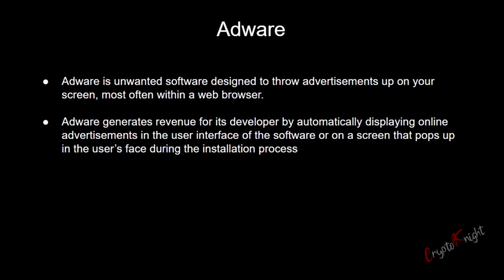What is the purpose of adware will be clear from the second point. Adware generates revenue for its developers by automatically displaying online advertisements in the user interface of the software, or on a screen that pops up in the user's face during the installation process. So basically, if I'm downloading software from the internet, ads might come advertising some other third party product. These are known as adware.